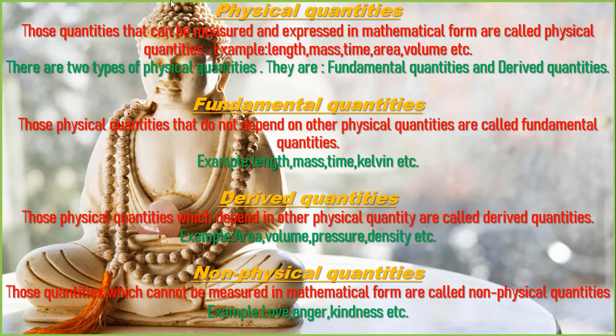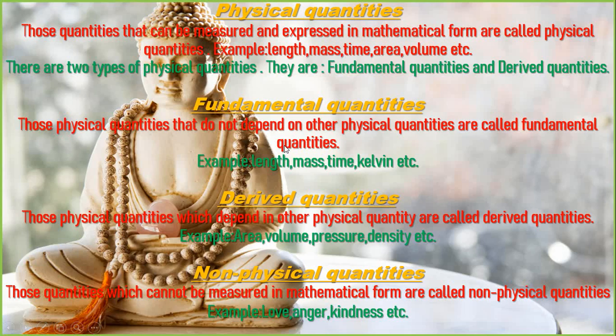We should not become confused that both fundamental quantities and derived quantities can be measured. But the main difference between these quantities is that fundamental quantities are independent, but derived quantities are dependent upon these fundamental quantities. So let's discuss fundamental quantities first.